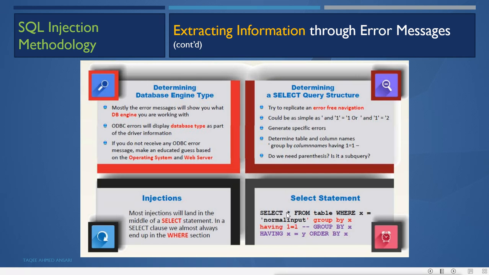For example, it is select * from table where x = normal input. Now this is the legal statement, and whatever legal or normal input we give, it will be placed under this statement. And the attacker will do what? It will add its own injection query into this place, and that will be added into this select statement. So it can be group by x having 1=1, group by x, or having x=y order by x. So these can generate errors.